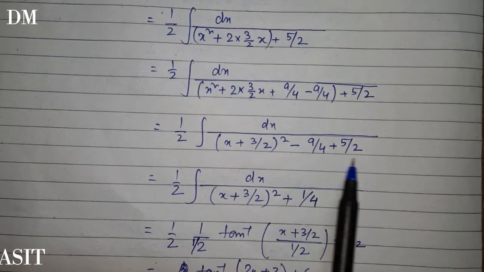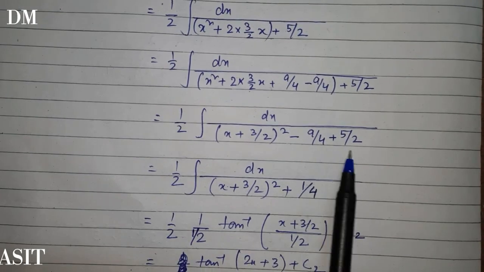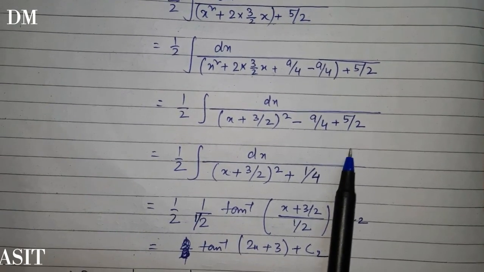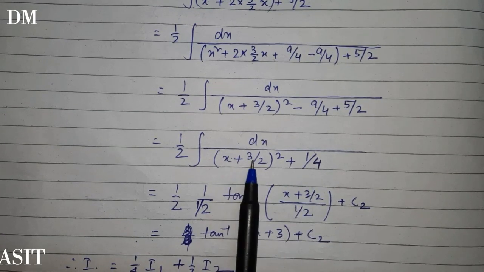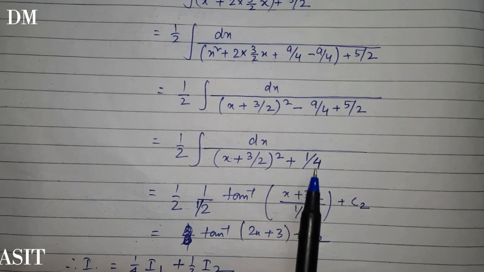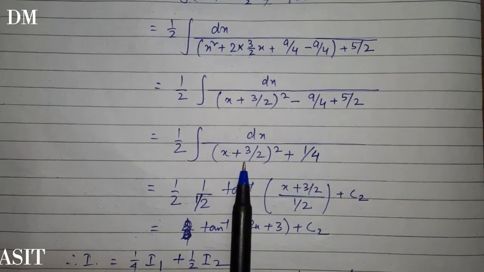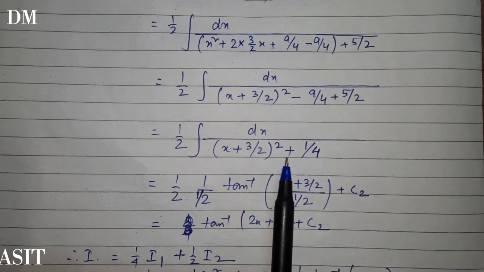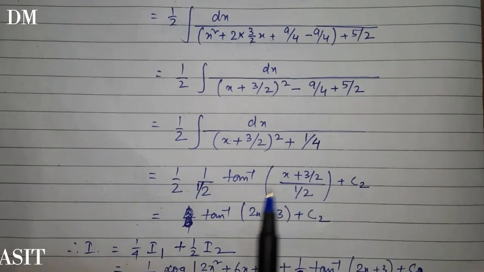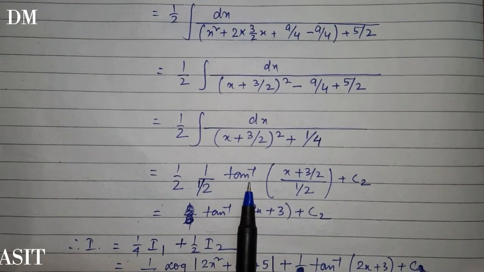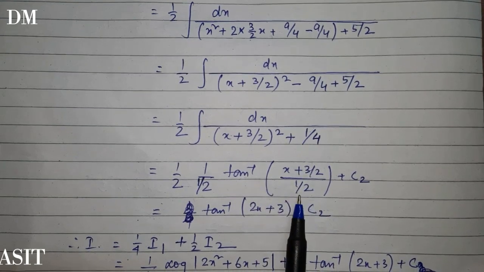Now we have to calculate this thing. Now for this calculation you can ask any class 5 student. So this student can help you. So therefore it will be x plus 3 by 2 whole square plus 1 by 4. Now this is in the form of x square plus a square. What is a? A is 1 by 2. So therefore it will be tan inverse x by a.